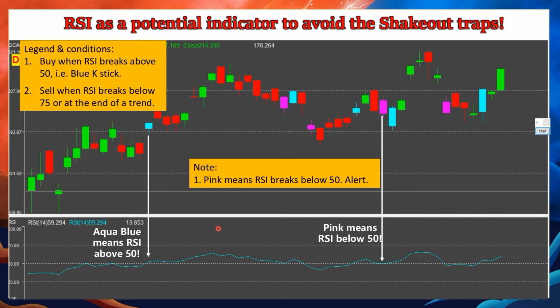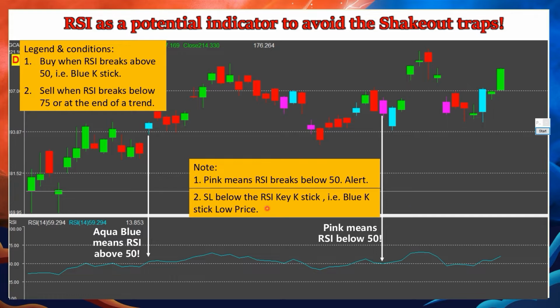Now note, when we see the pink color candlestick, it means that the RSI has broken below 50 and is entering the weak zone. Stay alert. It may go into a weaker zone. Now the stop loss is below the RSI key candlestick, that is, below the blue candlestick low price.